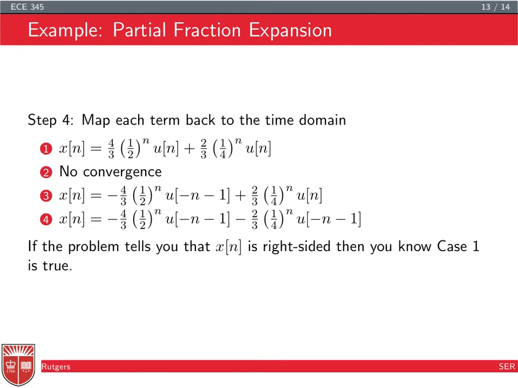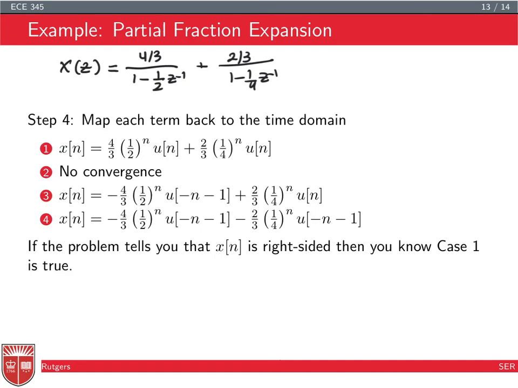Now in the last step, for each of these cases, we find the inverse z transform. So let me remind you of the partial fraction expansion of our function. X of z was equal to 4/3 over 1 minus 1/2 z to the minus 1, plus 2/3 over 1 minus 1/4 z to the minus 1. And again, the important thing to know here, and I'm going to write it maybe in red, are these two results, which I'm going to write at the bottom of the slide.